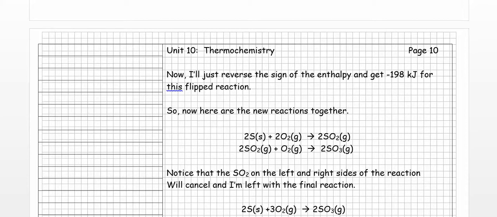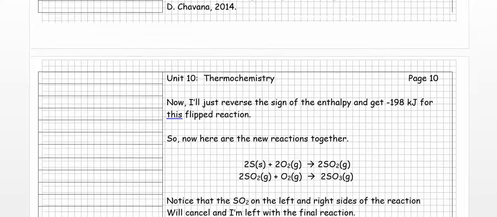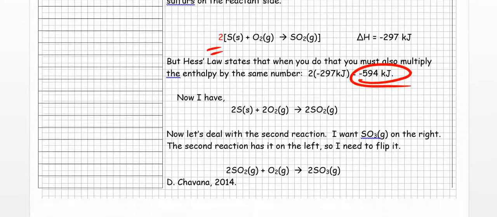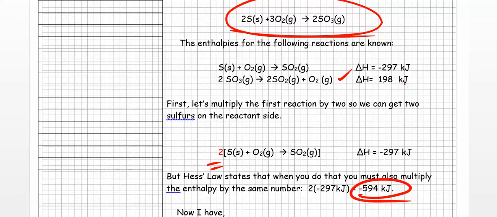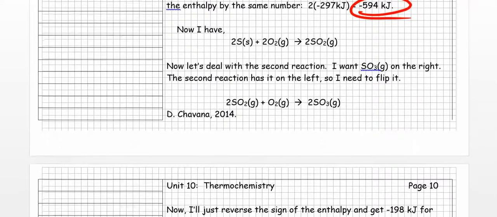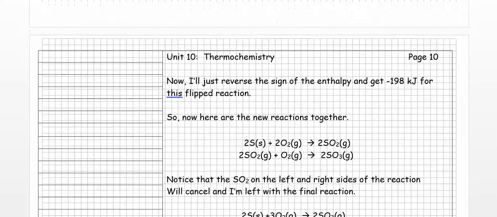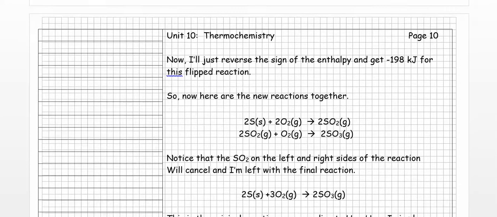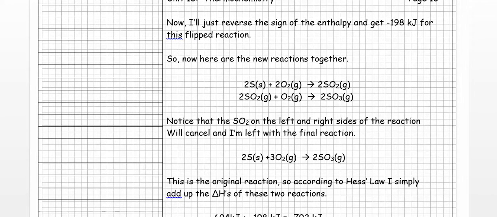So let's go through that again. The second reaction had a delta H of 198 kilojoules of heat, but the reaction needed to be flipped. So when I flip it, I'm going to flip my delta H to a negative 198 kilojoules. So now here are the new reactions together, the first and the second one that have been modified. Remember the first one I doubled, the second one I flipped.